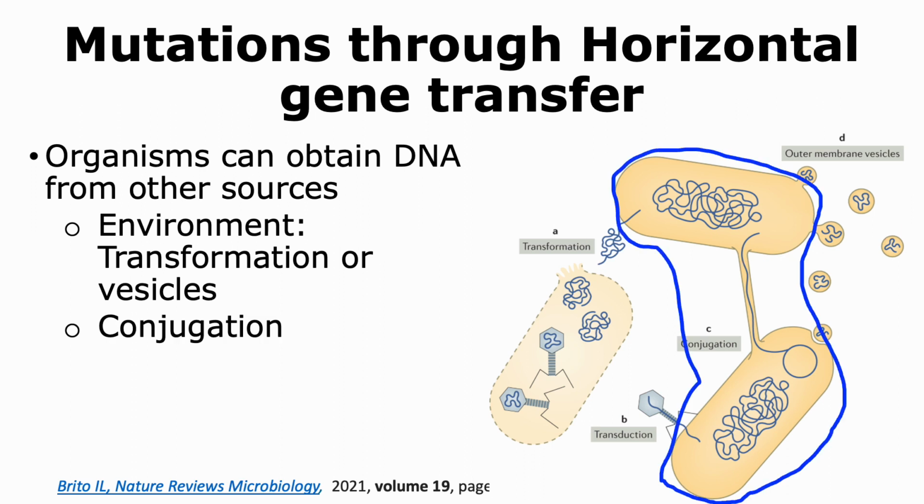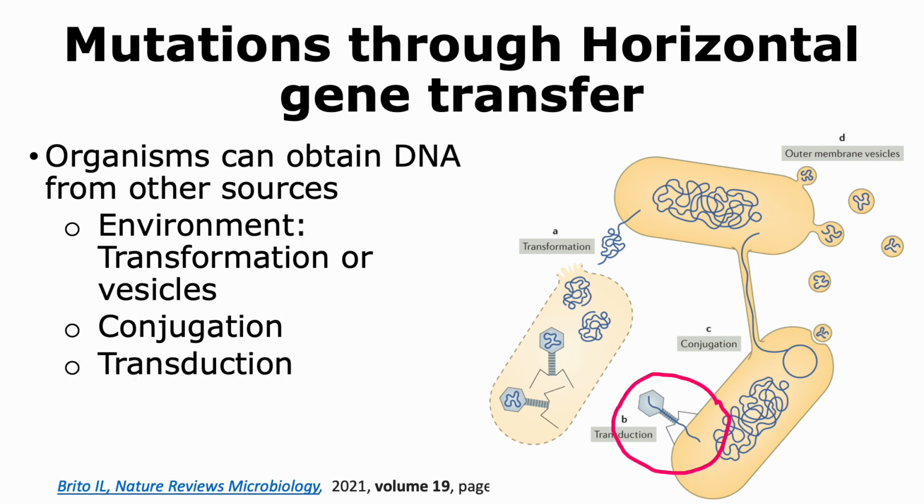We also are aware of the process of conjugation, where one bacterium is able to transfer DNA to another bacterium through a sex pilus. Finally, we know that viruses can also introduce genetic material into organisms through a process called transduction. These are different examples of horizontal gene transfer that can also cause changes in the genetic composition of a cell.